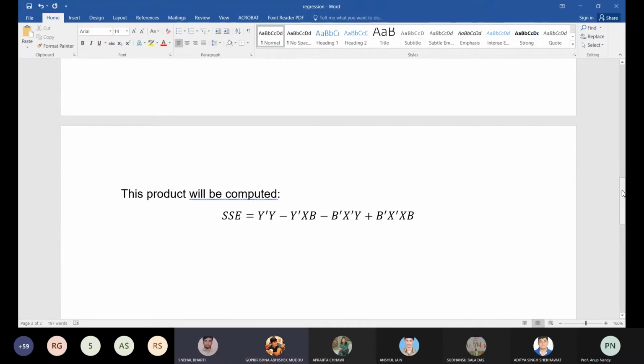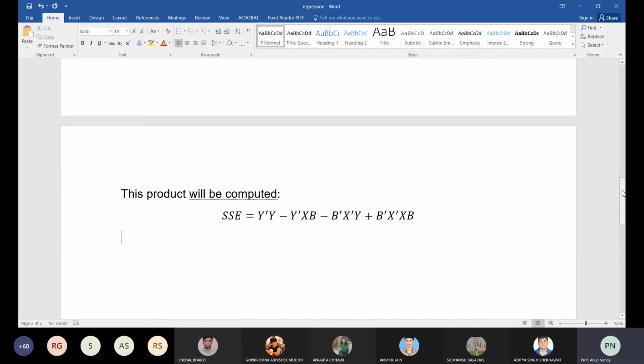Second and third. Second and third terms are identical, because if you take the transpose of the second term, you will get the third term. That's why they are identical and they produce the same scalar value.